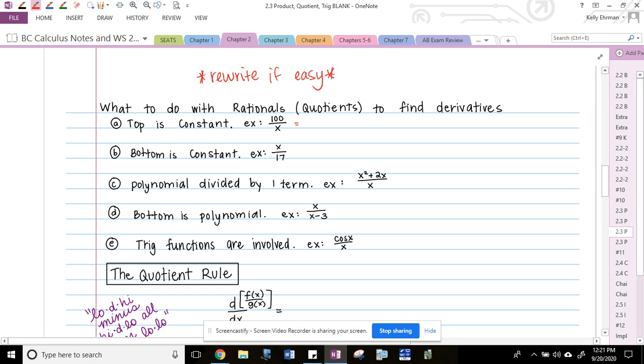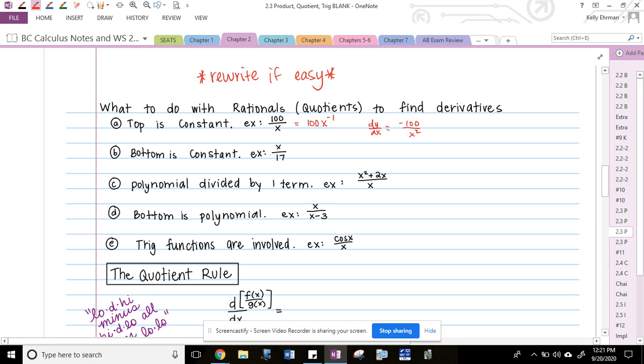Sometimes it's possible to rewrite something, but it wouldn't help you at all. So in this case, I can think of this as 100x to the negative 1. And so the derivative, we'll just call this dy dx, would be negative 100 x to the negative second, or negative 100 over x squared. So we don't need any special rule. That's what we learned last week.